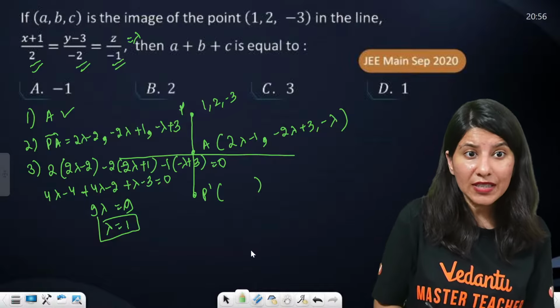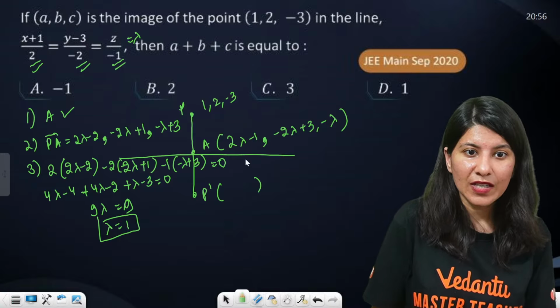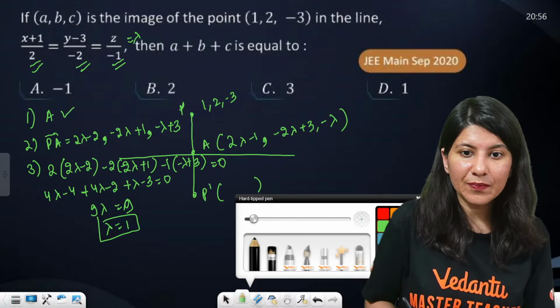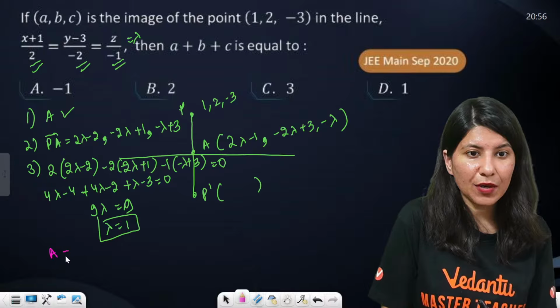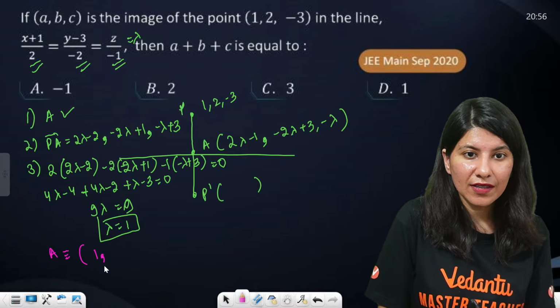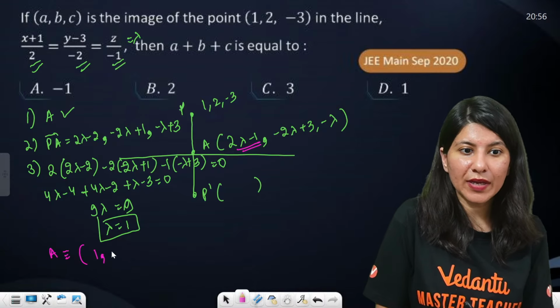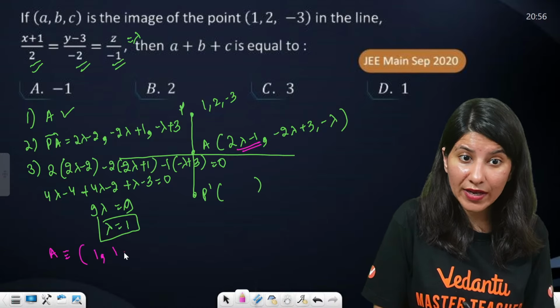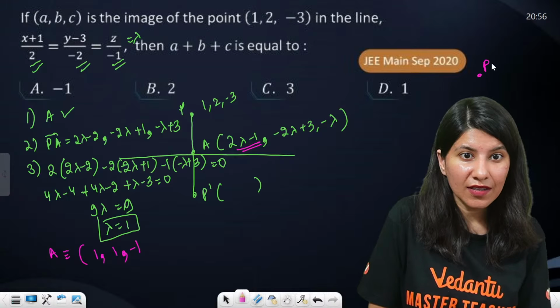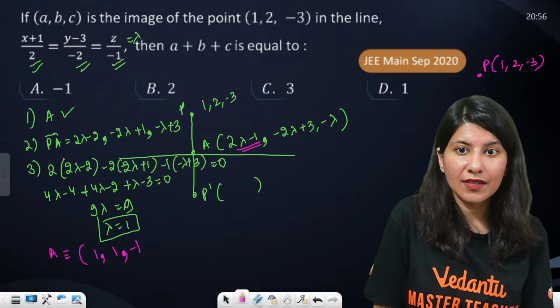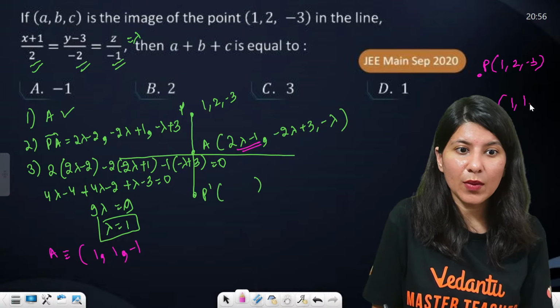Now the moment you get lambda equals 1, so you can get now what? Step number, so you can get A. So A will be what? Tell me lambda 1. So the moment you put lambda 1, you will get 1. Then you will get again 1 and minus 1. So A right here. Now you have P, which is 1 comma 2 comma minus 3. Now you have 1 comma 1 comma minus 1.